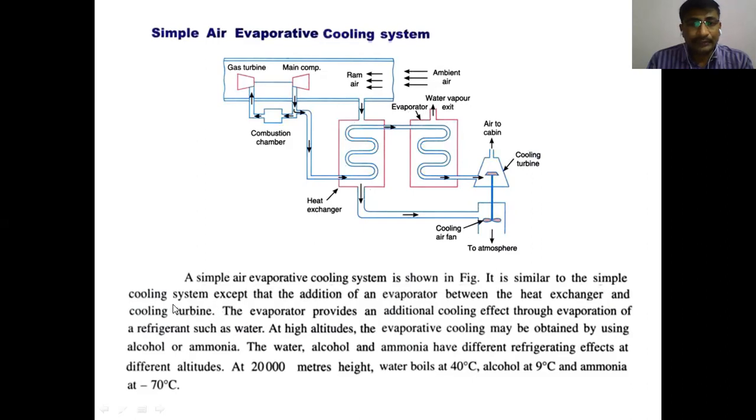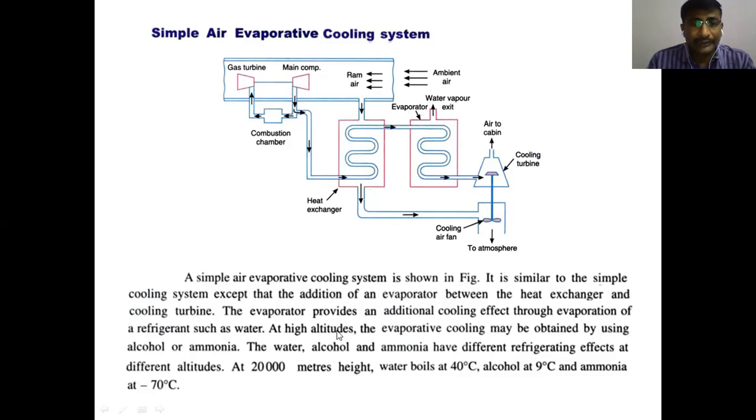It is similar to the simple cooling system, except for the addition of an evaporator between the heat exchanger and the cooling turbine. Between these two devices, the evaporative vessel will be provided. The evaporator provides an additional cooling effect through the evaporation of a refrigerant such as water. Generally, water is used as the evaporative liquid. By absorbing the heat from the air, the water evaporates and is sent to the atmosphere.